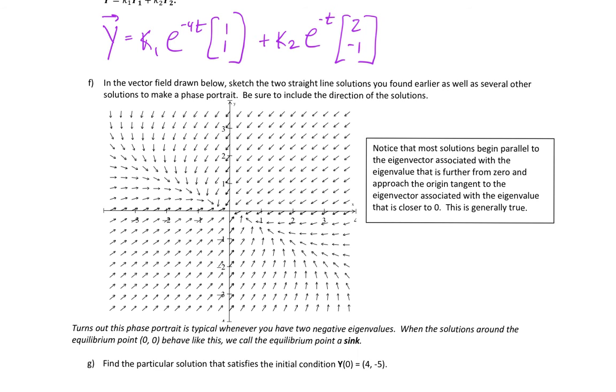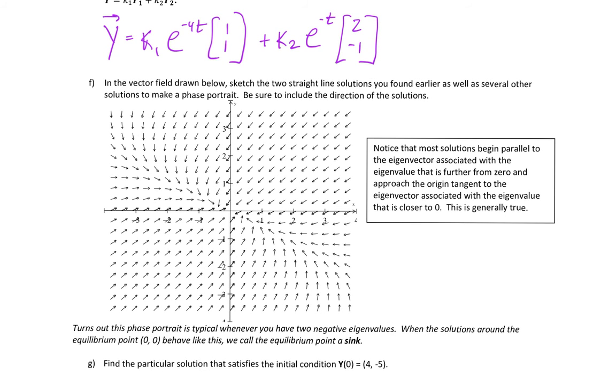In the vector field drawn below, sketch the two straight line solutions we found earlier, as well as several other solutions to make a phase portrait. So the straight line solutions you sketch by putting in the eigenvectors associated with the eigenvalues and connect them to the point 0, 0, and then you make a line. So I'll do 1, 1. So here's 1, 1. Connect it to the origin, and that is one of the straight line solutions.